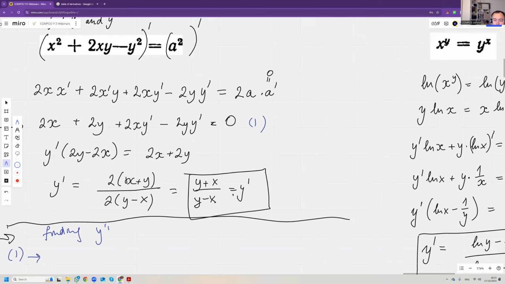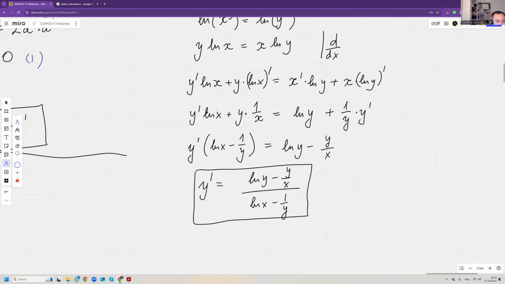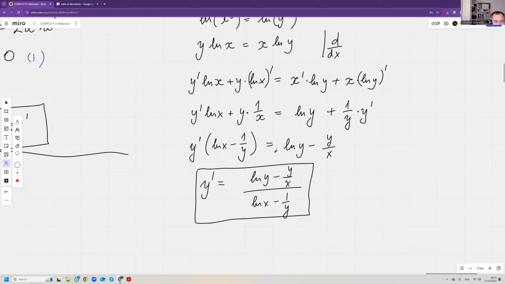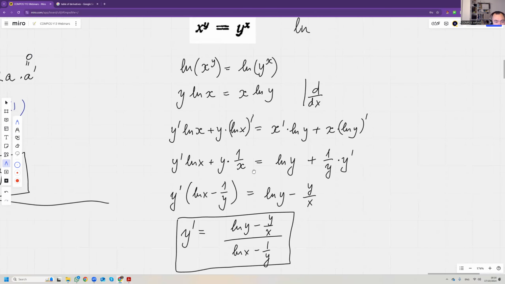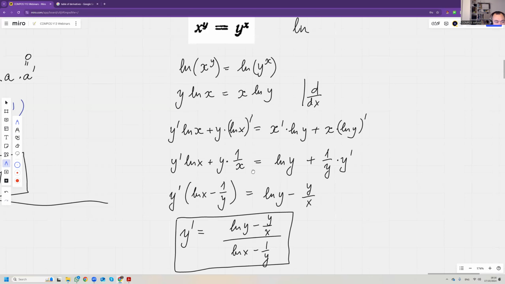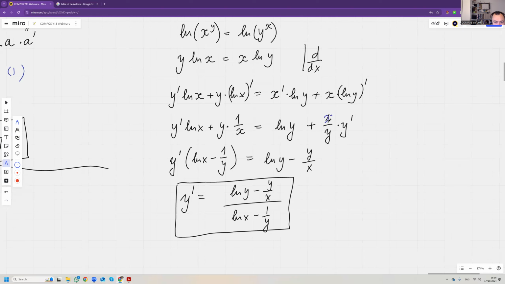In this third line, where did the x go? That's a good question. Where did the x go? Yep, you are correct. Thank you. And that is x over y. This is x over y. Thank you.